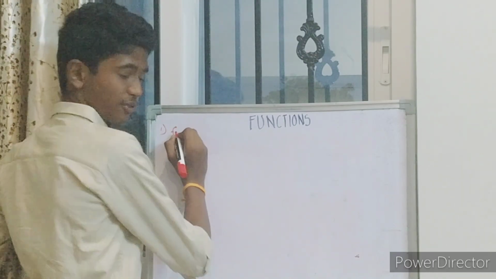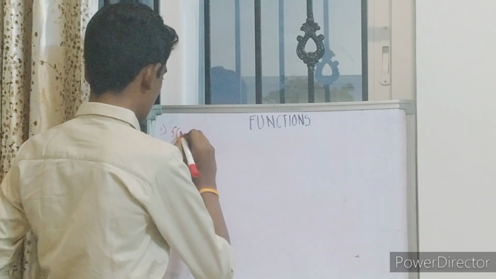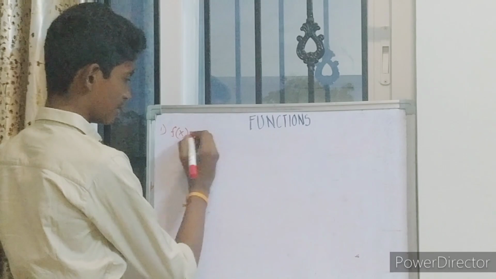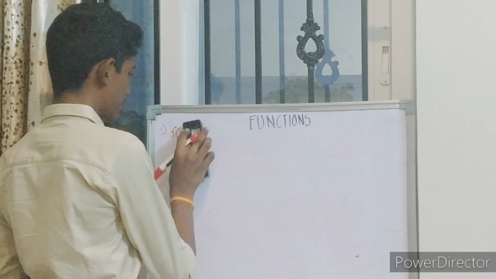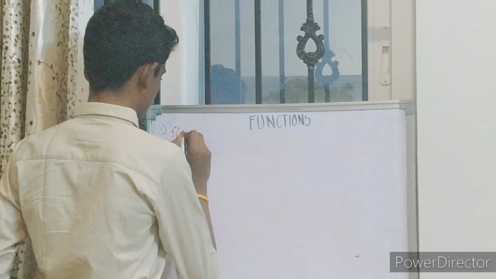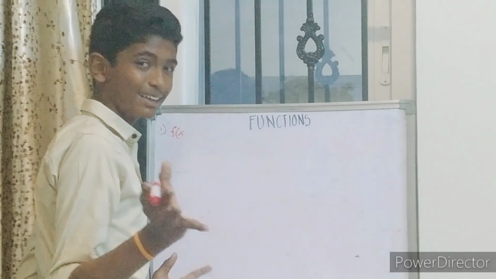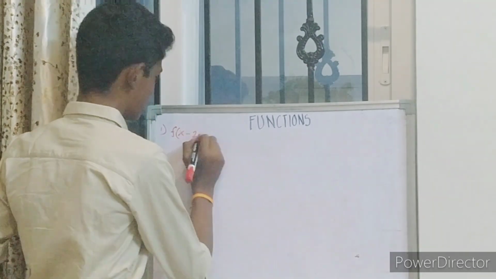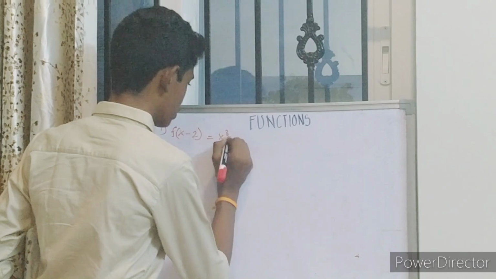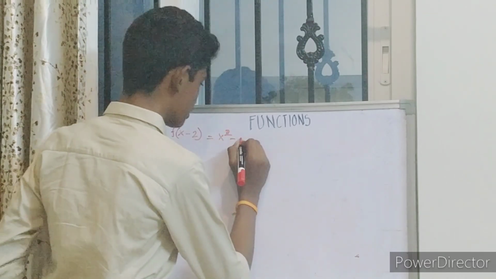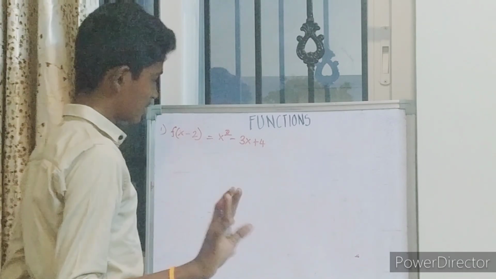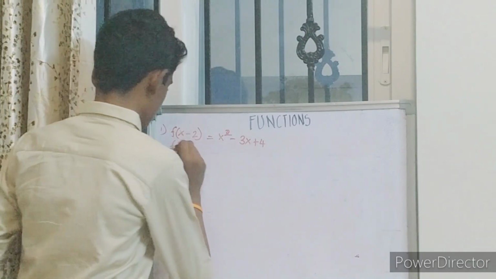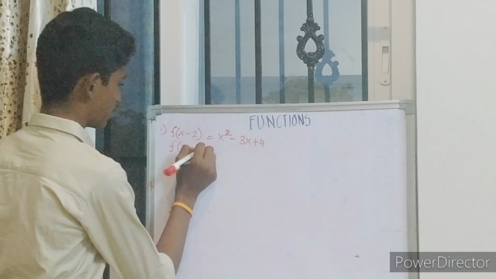There's a function f. Let's take f of x minus 2, because x minus 2 will be better, as they make things complicated. So f of x minus 2 is equal to x square minus 3x plus 4. Now they ask you, what is f of x minus 4?